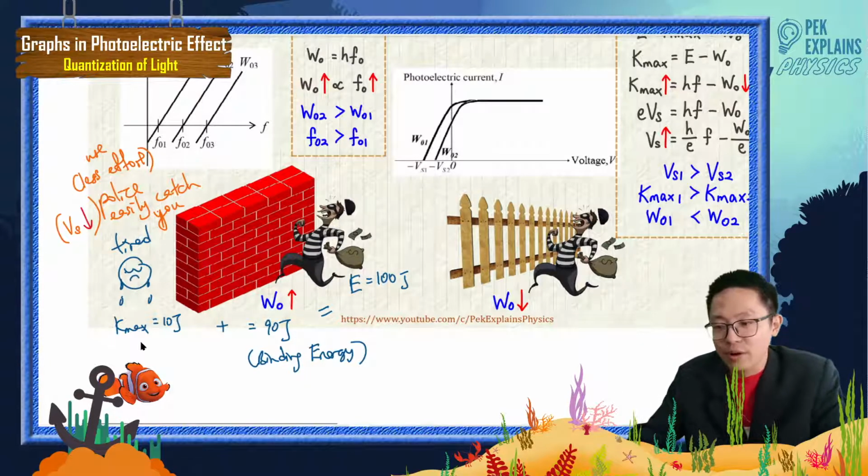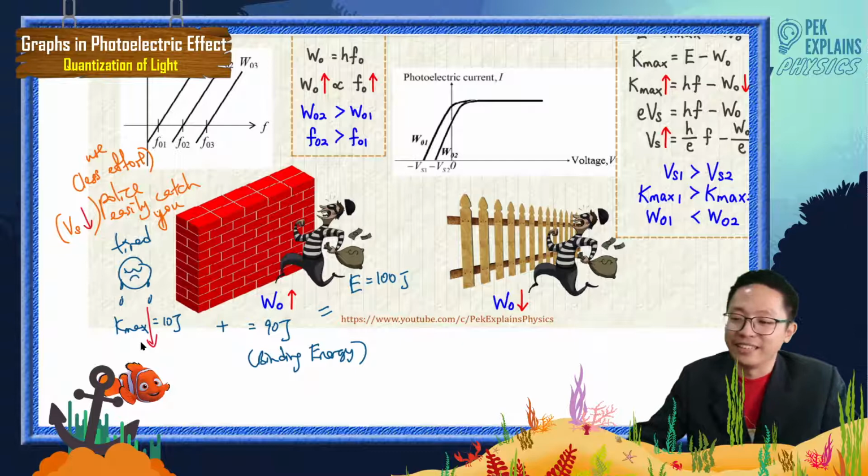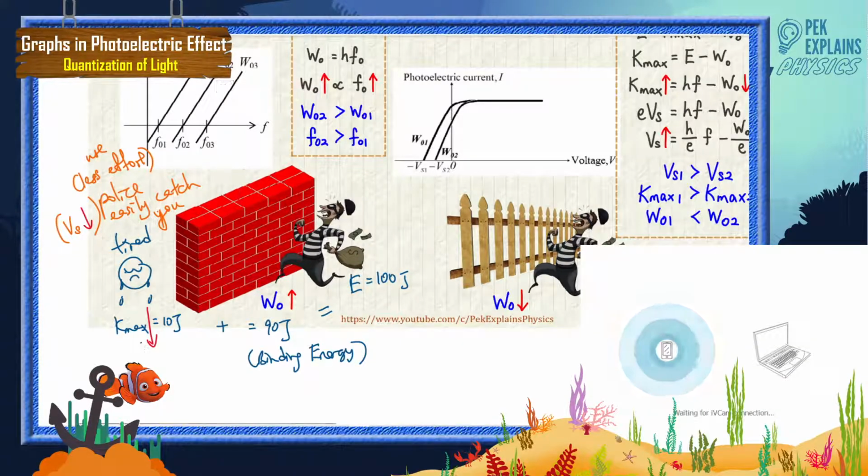So when very high work function, it has very low kinetic energy. Understand or not? This is about the metal. The work function is about this thing, what we call the metal surface.